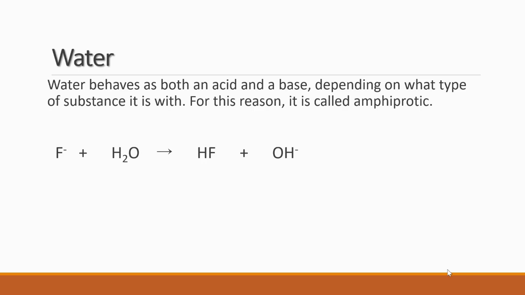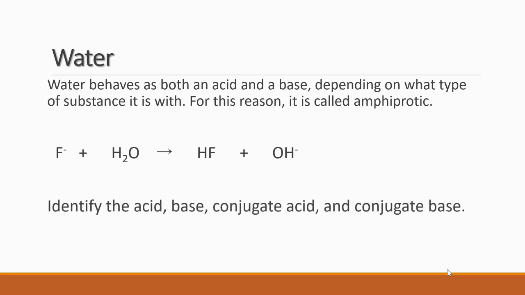So here's an example. F minus is capable of gaining a hydrogen ion. And so in this case, water is going to donate a hydrogen ion to the fluoride ion, and it becomes HF on the product side. After water gives away that hydrogen ion, it becomes OH negative. And so in this particular case, water is behaving like an acid, and fluoride is behaving like a base.